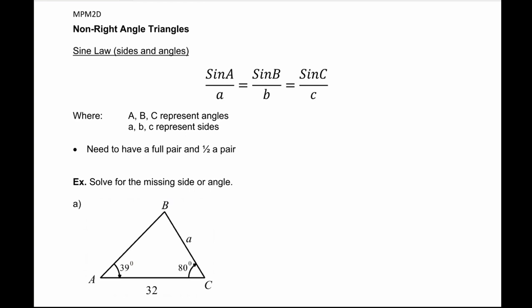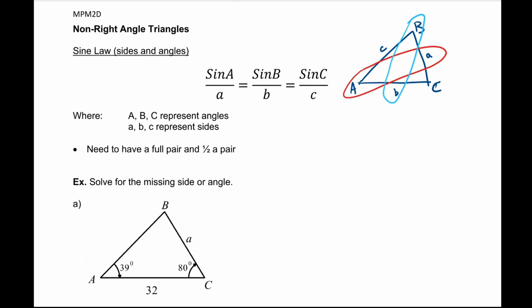So the ratio of an angle and its corresponding side, or the sine of an angle and its corresponding side, is equal to sine of another angle and its corresponding side. Basically, if I'm looking at a non-right angle triangle, let's call it A, B, C. The corresponding side for A is going to be the side across from it, same for B, same for C. The ratio of sine of this angle over that side is equal to the ratio of sine B over its corresponding side, and same with C and its corresponding side. So again, when we talk about needing a full pair and half a pair, that's what we're referring to when we're talking about pairs.